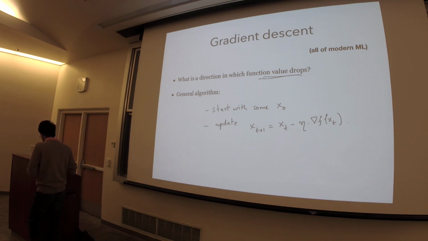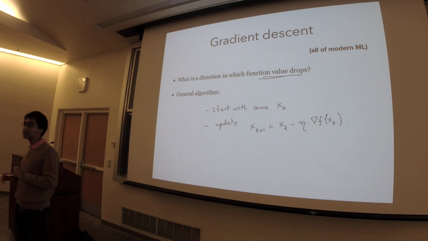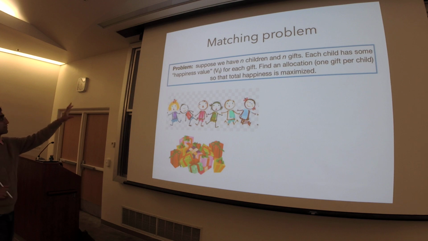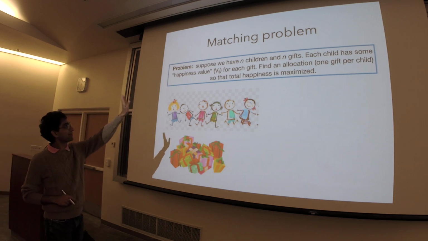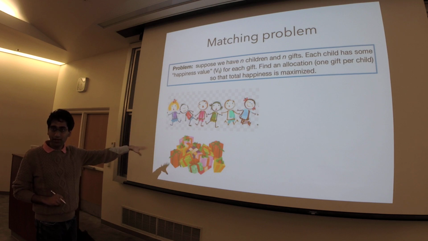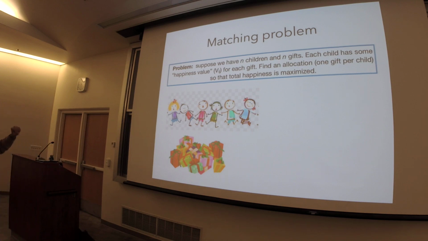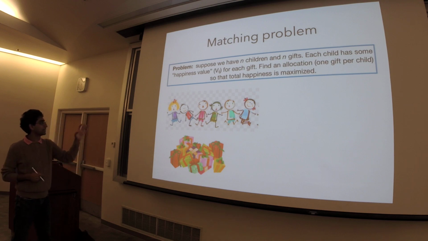Okay, so this is gradient descent. Now what I would like to show are local search in some more combinatorial applications. Let's see one very simple example, which I call the matching problem. You may have seen some variant of this. You have n children and n gifts, and each child has some happiness value that he or she gets if the child gets that gift. Formally, it's a weighted bipartite graph.